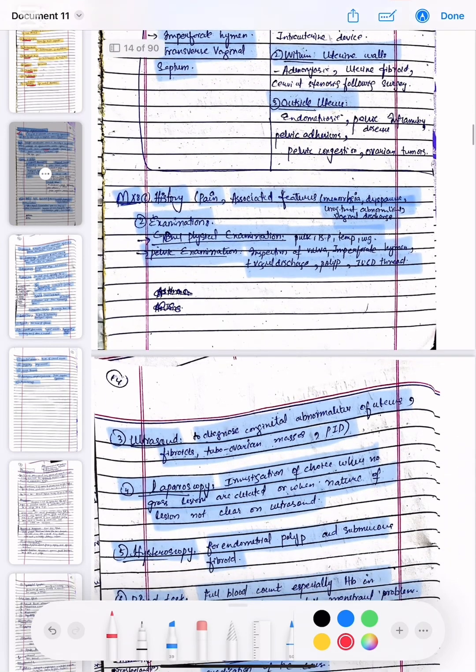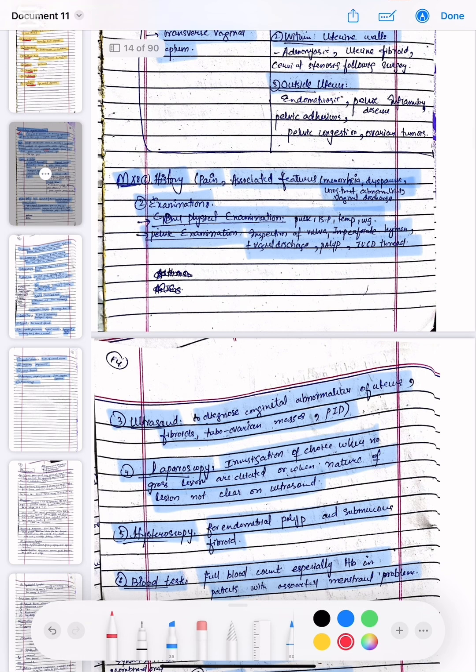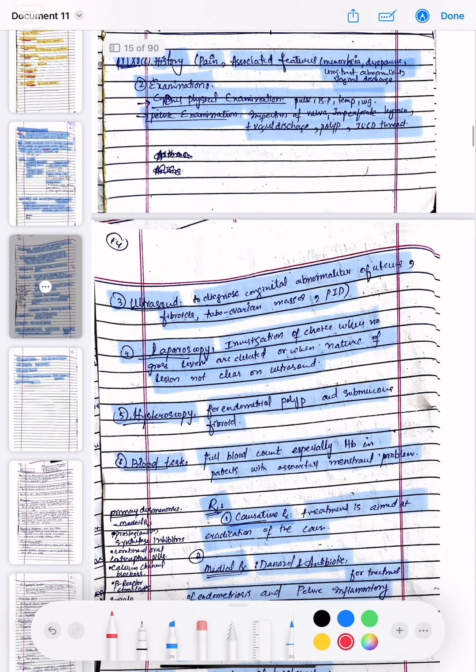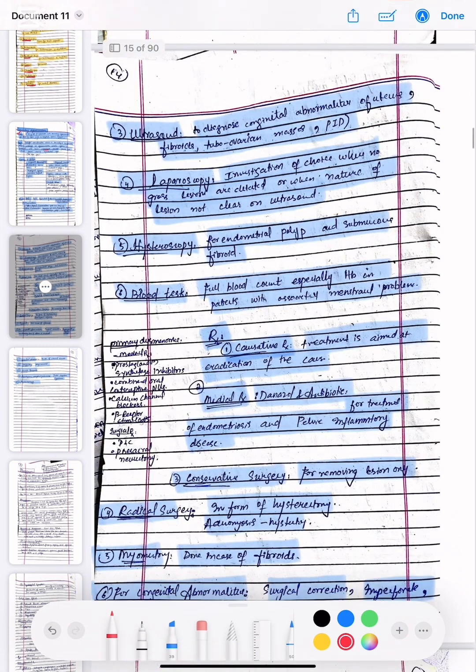The management options start with history, that is pain associated features, menorrhagia, dyspareunia, urinary tract abnormalities, and vaginal discharge. The examination is general physical examination, that is pulse, BP, temperature, and weight. And the pelvic examination, which is inspection of the vulva, the imperforate hymen, plus vaginal discharge and polyp, and intrauterine contraceptive device. Then ultrasound is done to diagnose the congenital abnormalities of the uterus, the fibroids or tubo-ovarian masses, and the PID. Then laparoscopy is done, which is the investigation of choice where no gross lesions are detected or when the nature of the lesions is not clear on ultrasound.